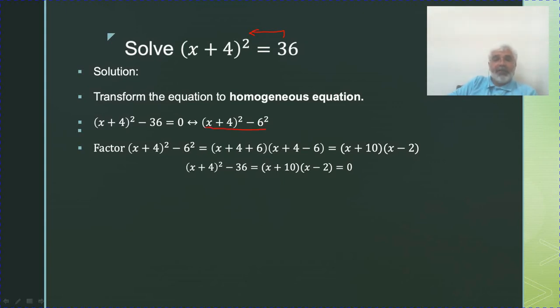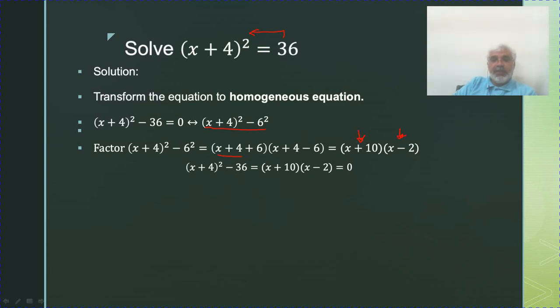So now I have a difference between two squares. The first square is the bracket and the second square is 6. So I can rewrite this as the first one plus the second one, times the first one minus the second one. The first one is x plus 4, plus the second one is 6, multiplied by x plus 4 minus 6. So it will be (x plus 4 plus 6) multiplied by (x plus 4 minus 6). Now x plus 4 plus 6 is x plus 10. And x plus 4 minus 6, 4 minus 6 is minus 2, so it is x minus 2.